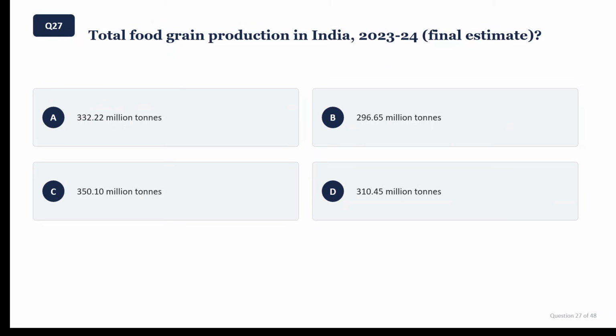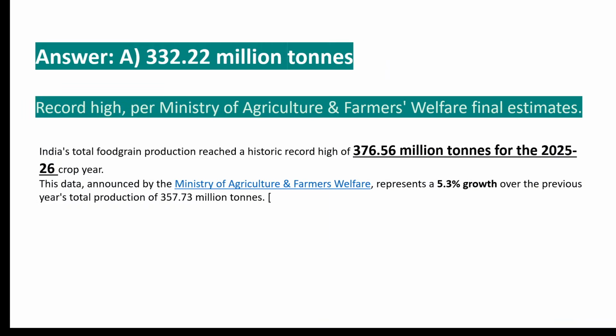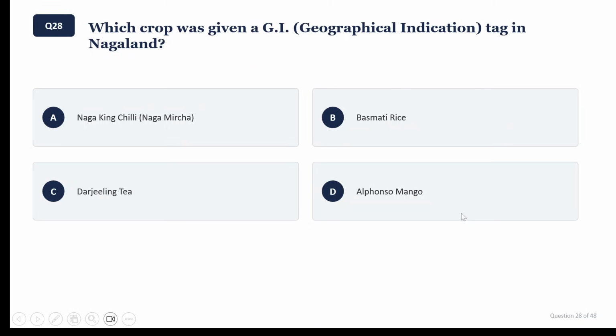Total food grain production in India in 23-24 was 332 million tons at that time. So according to this, we will keep in mind for 25-26 it is 376.56 million tons. This data announced by the Ministry of Agriculture and Farmers Welfare represents a 5.3% growth over the previous year. Which crop was given a GI tag in Nagaland? Naga King chili.